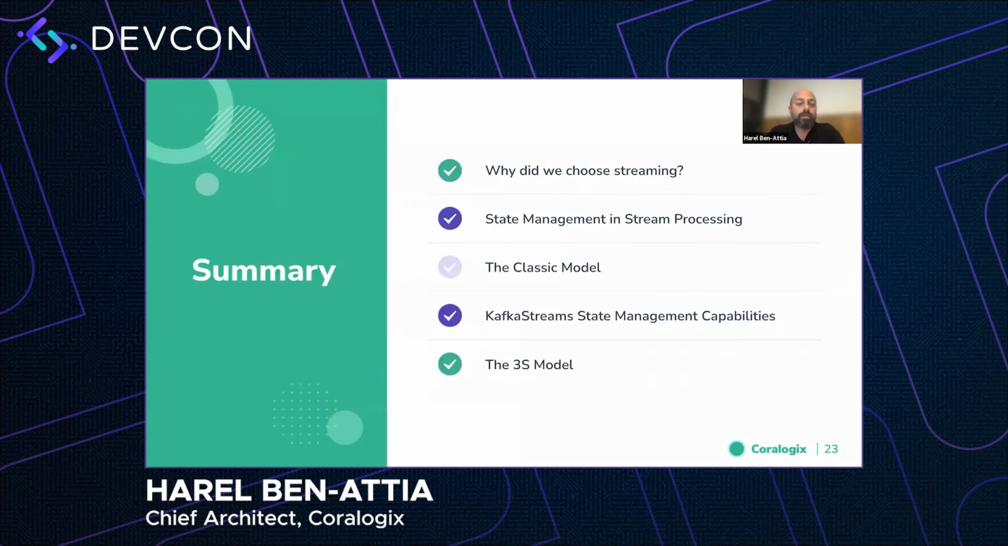Okay, so let's summarize what we've discussed in this talk. We've described why we chose streaming. We talked a bit about the complexity of state management in stream processing. We've shown the classic model that is often used to manage stream state. We've touched a bit on the abilities of Kafka Streams to manage distributed state. And finally, we've shown how the current model we're working with, which decouples all network-bound dependencies from the stream using Kafka Streams capabilities, has allowed us to maximize the value that we get from stream processing.